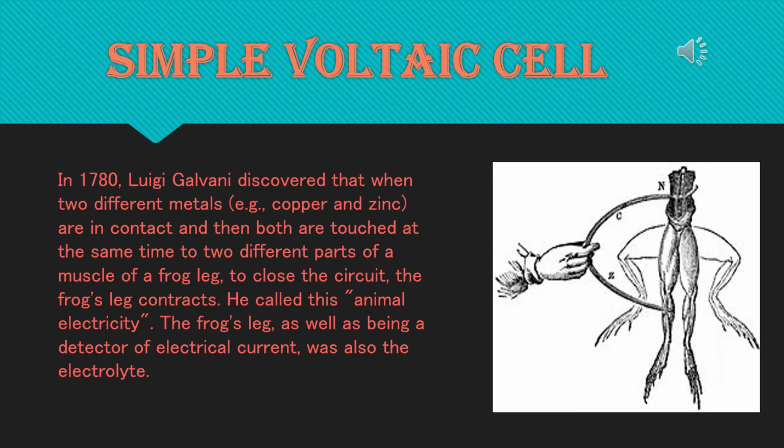The device in which chemical energy is used to get a constant electric current is called an electric cell. In 1800 AD, Alessandro Volta first constructed an electric cell. This cell is named after him as the voltaic cell.